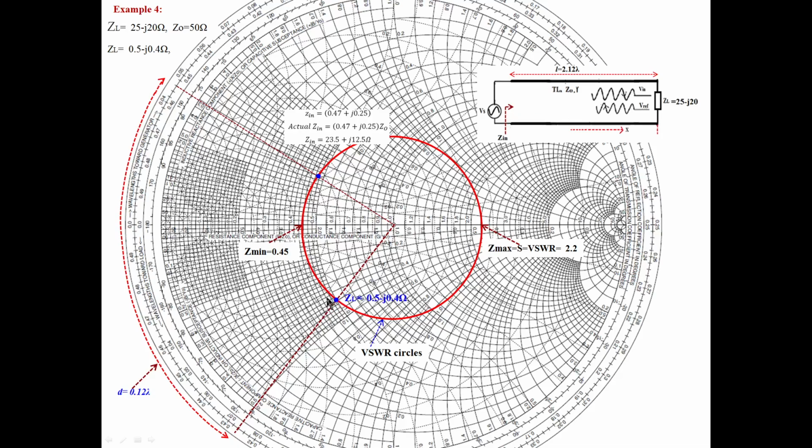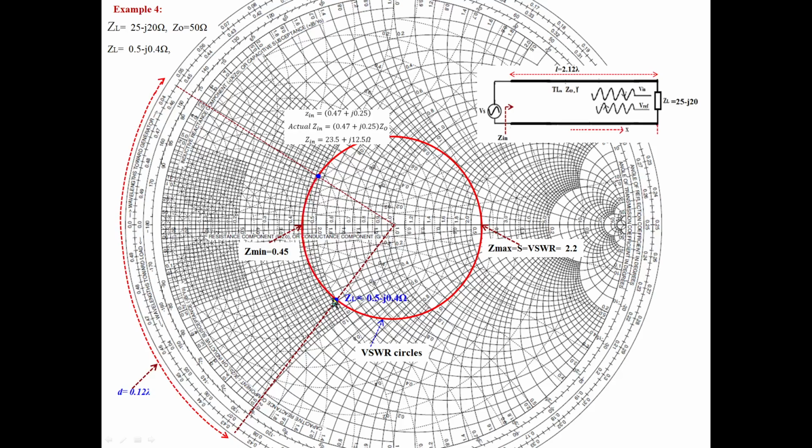So this is our load point. From the load, you should move towards the generator. That means from the load point, you move on the VSWR circle. Mark the load point and draw the VSWR circle. See, this is the VSWR circle. Take the radius from the center to the load, and draw the circle. Now from the load point, move in the clockwise direction on the VSWR circle like this.